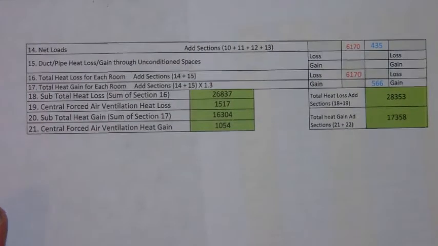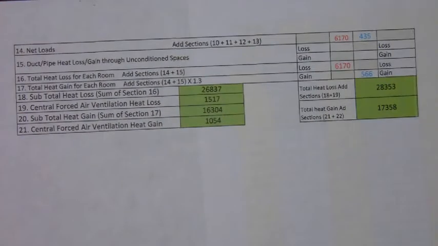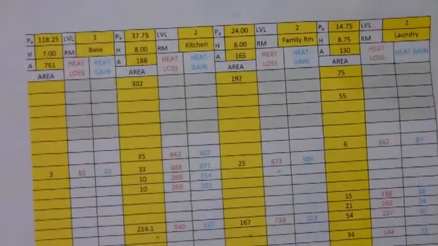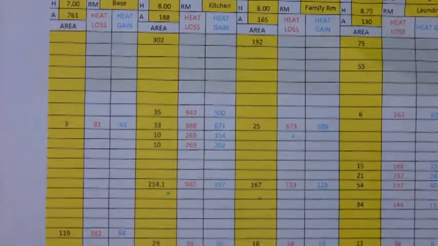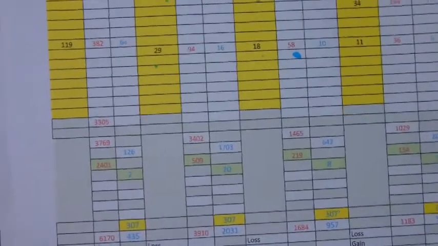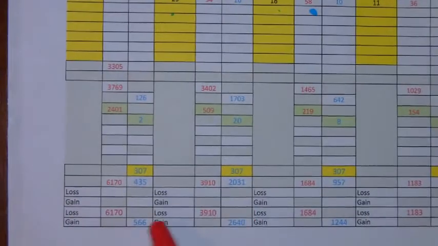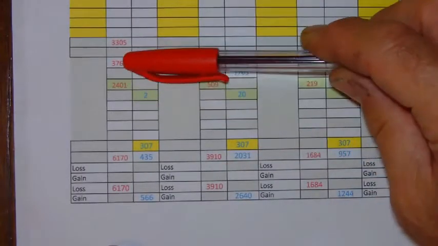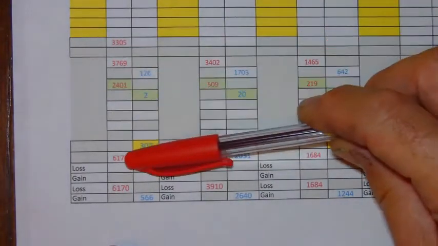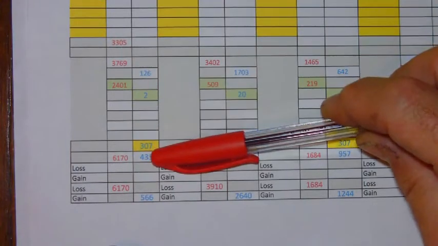Hi, this is part 12 of completing the residential heat loss and heat gain worksheet, the final steps. Firstly, once you have completed your internal heat gain, you can tally up the heat losses and the heat gains.